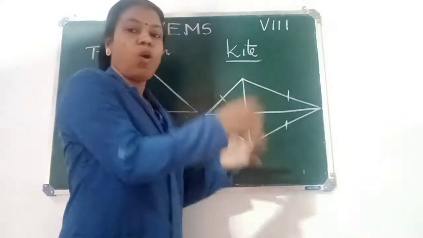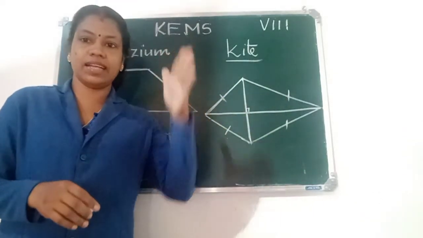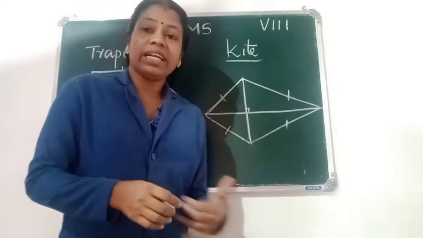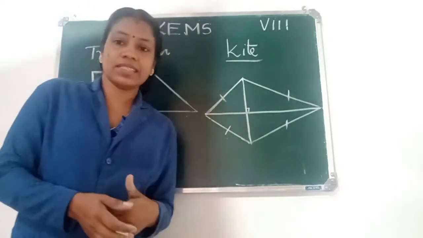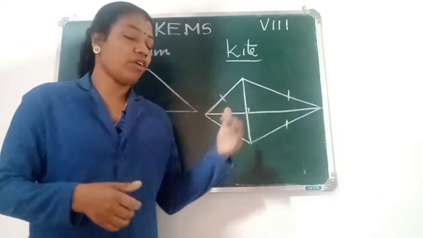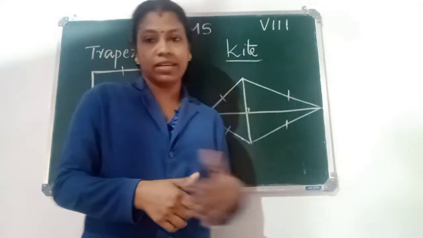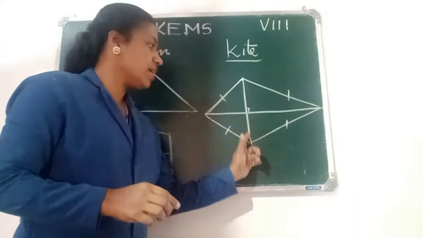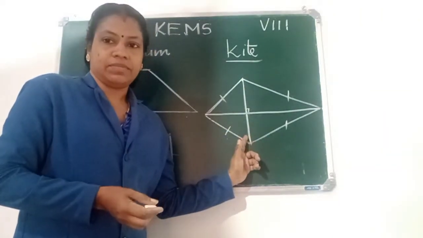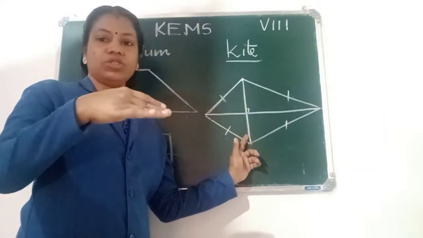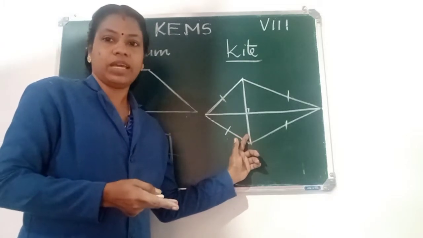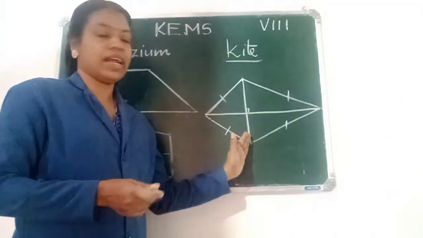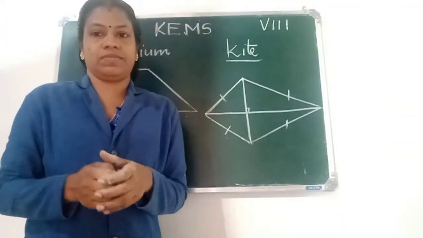Perpendicular means all angles are 90 degrees, straight lines, perpendicular to one another. And one of the diagonals bisects the other diagonal. So here, this diagonal, the long diagonal, bisects the other diagonal. Bisect means divide it into two equal parts. So this diagonal bisects this diagonal into two equal parts.